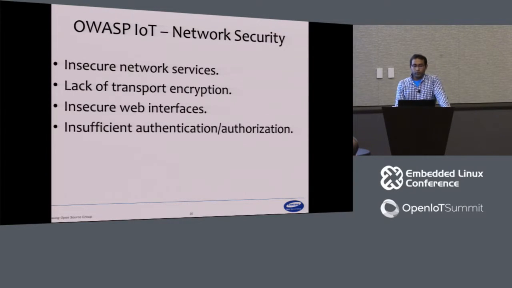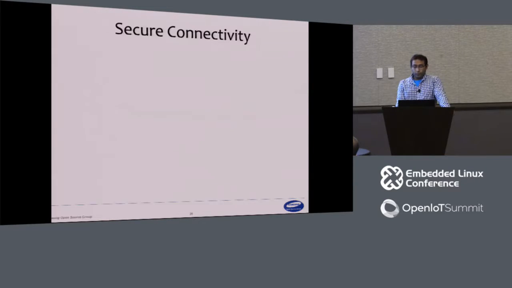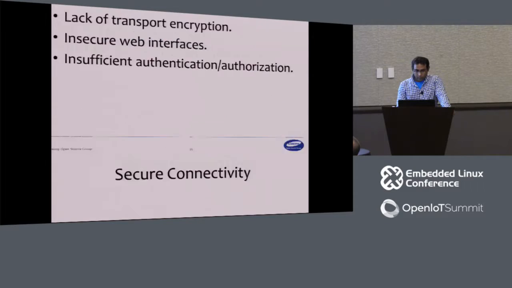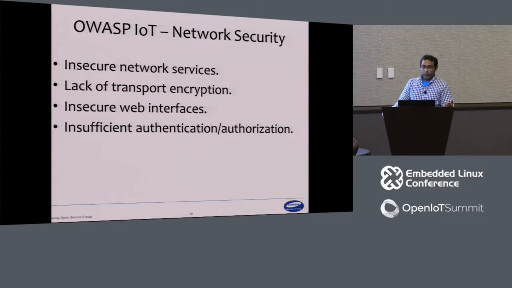OWASP also tries to define four issues related to network security. Currently it appears that the network services are quite insecure. A lot of data is sent in plain text, so there is a lack of transport encryption. There is an insecure web interface, in the sense that when you try to access the cloud, the web interface is not properly authenticated and checked. And related to the web interface, there is no authentication or authorization each time you try to access it. It just creates a channel and allows you to access the resource.